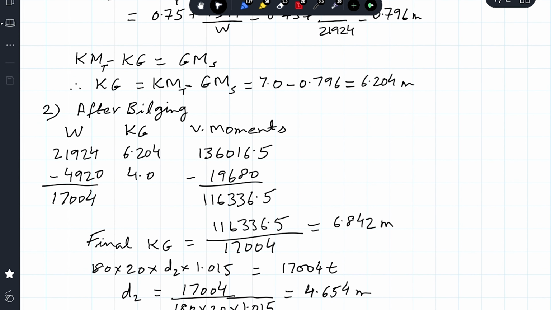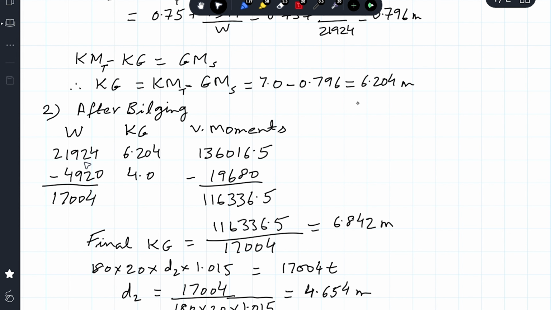Okay, what will happen now after bilging? As I said, this 4,900 tons of ballast water, seawater in the tank, will be completely discharged, because the tank will be laid open to the sea. It will be no longer part of the vessel. So the ship's displacement will reduce, the ship will have a mean rise, draft will reduce, and of course the KG will change.